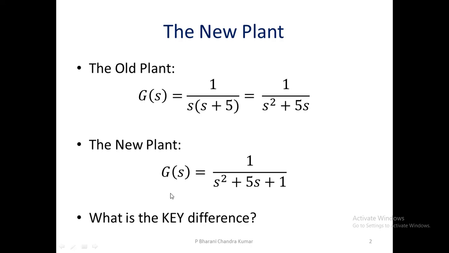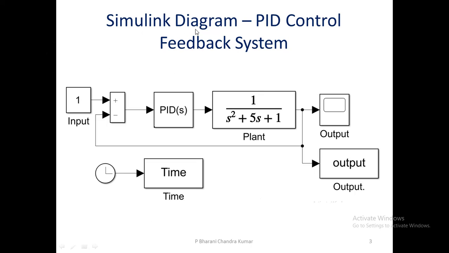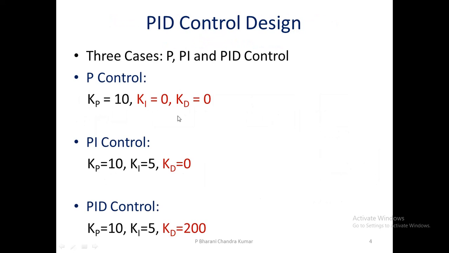We will not start from scratch; rather, we will build upon what we learned on day one. This is the Simulink block diagram for the PID control feedback system. In yesterday's class we had not seen this plus 1, and we only had the gain here. Now it is a PID controller, and everything else is the same. We have taken 3 different cases. The first is only the proportional controller, with integral and derivative assumed as 0. In the next, I assumed KD, the derivative gain, as 0, and in the third I kept all 3. We will see how to build this.